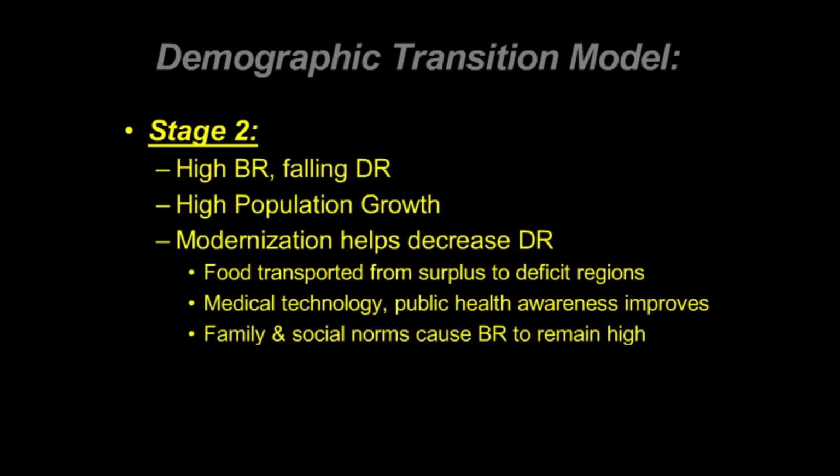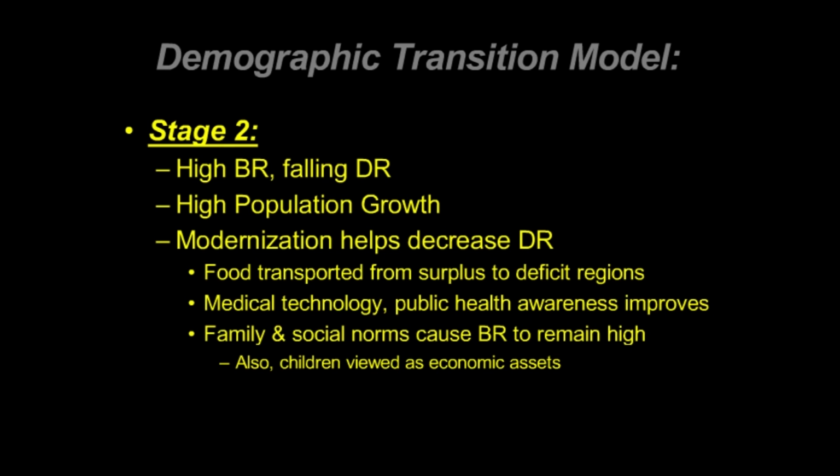You're supposed to have a lot of children. So they kind of have this lag period in which birth rates remain high, even though death rates fall. A lot of this is just because of family and social norms, the idea that, well, it's what we're supposed to do. This is what we've always done. It's culturally how we were raised and so forth. And so these are some of the ideas of modernization.